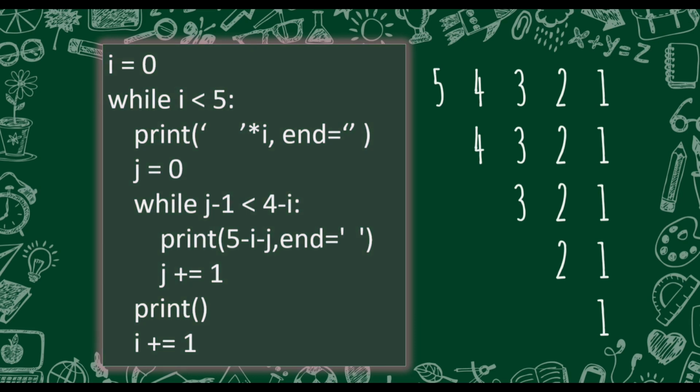In this tutorial, we will see how to print left angle number triangle pattern. Let's move to Visual Studio Code and execute this pattern.